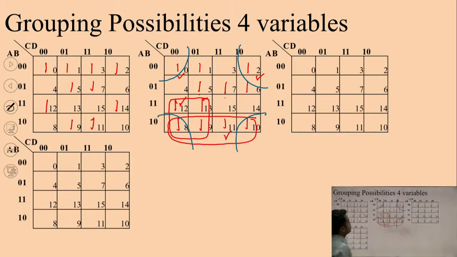Okay. So this 0, 2, 8 and 10 will make a quad. Now we can see that 4 ones are still left. So I can simply make this as a group and this one as another group. So I will not be making 5 and 7.